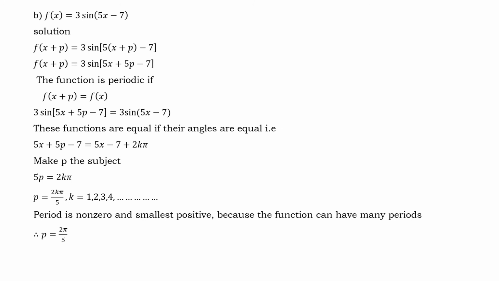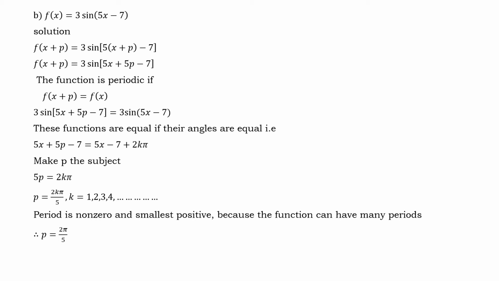When we take example number 2, 3 sine of 5x minus 7. By definition, we have first of all to get f of x plus p. Then we said that for the function to be periodic, it should satisfy this condition. When we equate, we get this statement, which means when you make p the subject of the formula, the period will be 2k pi over 5.